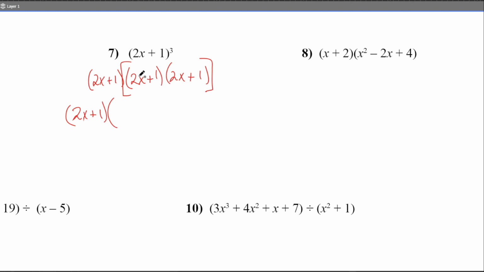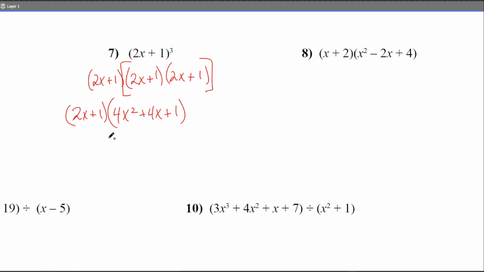Again, this is a FOIL method, so let's do that quickly. So 4x squared plus 2x plus 2x. Let's do that in our head. Plus 2x is plus 4x. And then plus my last two terms, 1 times 1 is 1.